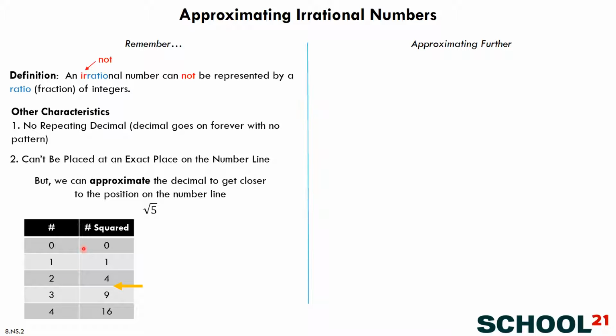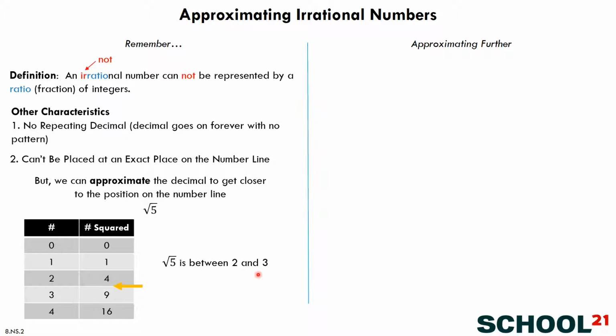Okay, so we can say the square root of 5 is between 2 and 3, because it's got to be a little bit bigger than 2, because 2 squared is only 4, and we need something that multiplies by itself to get 5. And 3 squared is too big, because that's 9, and we need something that's only 5. So now we've said the square root of 5 is between 2 and 3. Excellent.